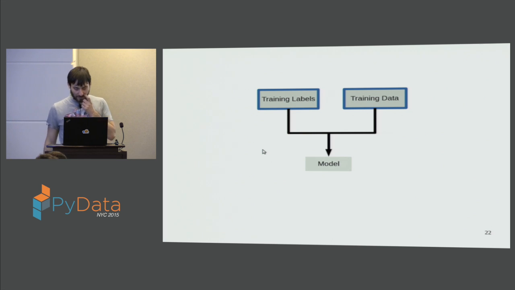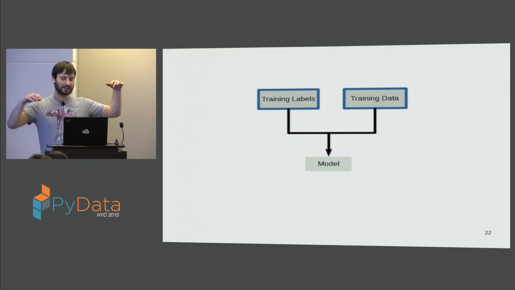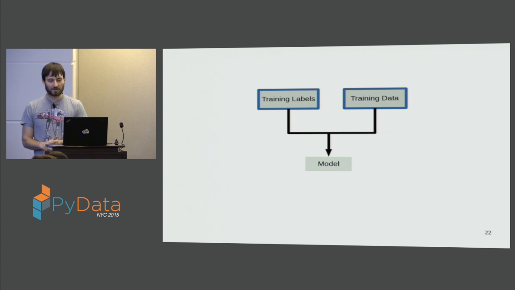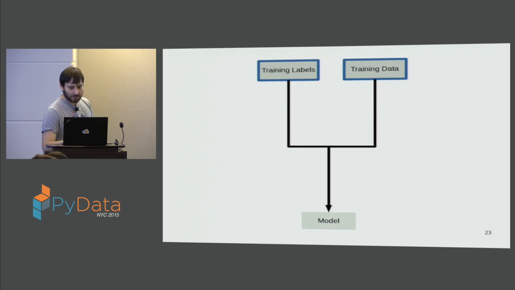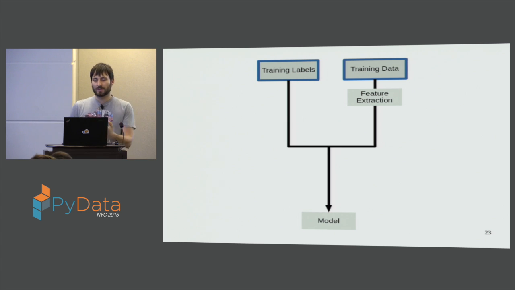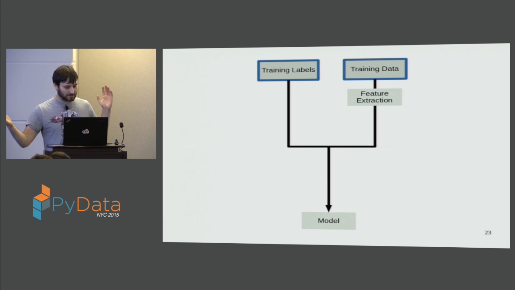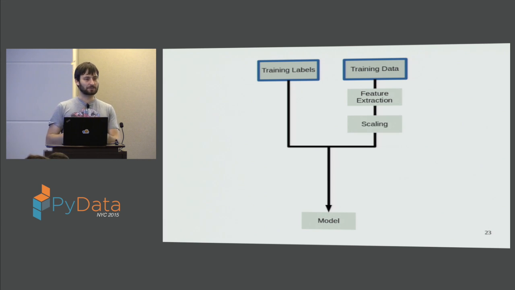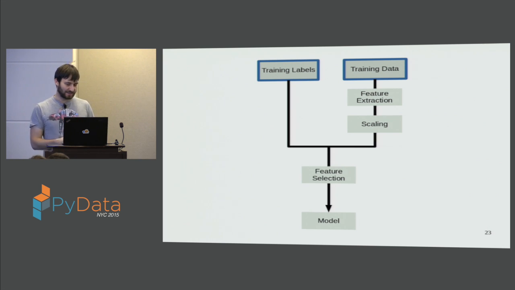So the other line that I did so far is I said, well, you take your training data and your training labels and you put it into your model. Only that never happens. Usually, you have a whole lot of different steps from when someone gives you your data until you can build your model. For example, you might have feature extraction from dictionaries or text or images or whatever. You might have scaling, preprocessing, normalization, and you might do feature selection.